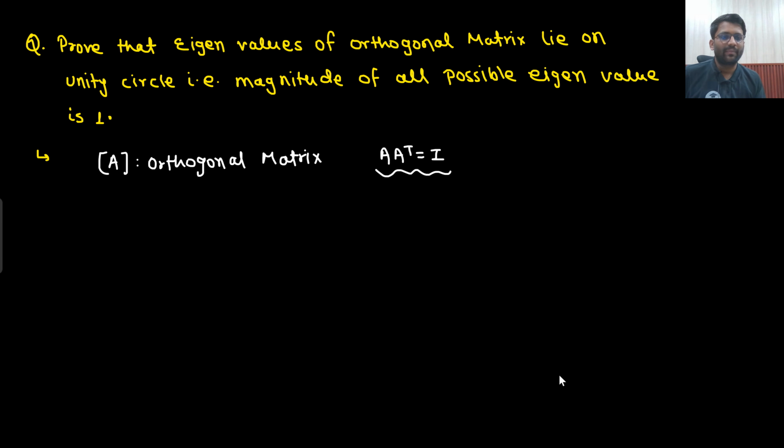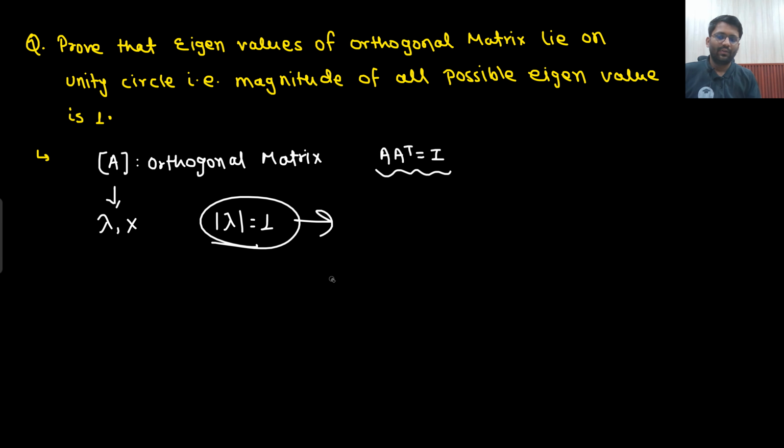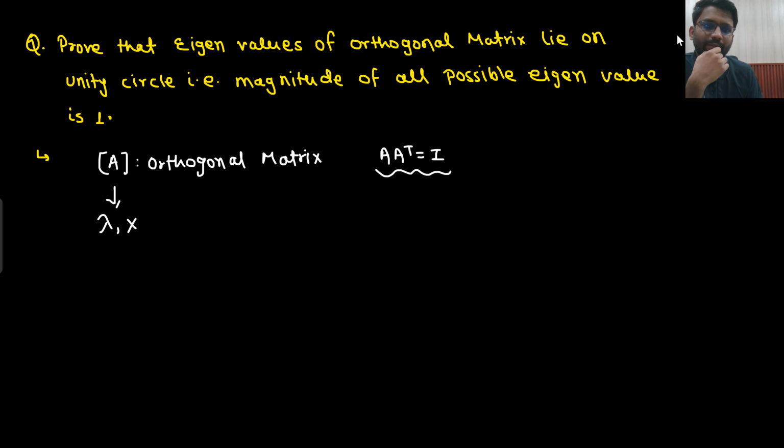What do you know? Ax equals lambda x, you know. Only one thing you know, Ax equals lambda x. What do we need to prove? That if this has an eigenvalue of lambda and eigenvector of x, then the magnitude of lambda is 1. This is what we need to prove. Okay, so try doing it on your own. I will take a break and then I will come back.